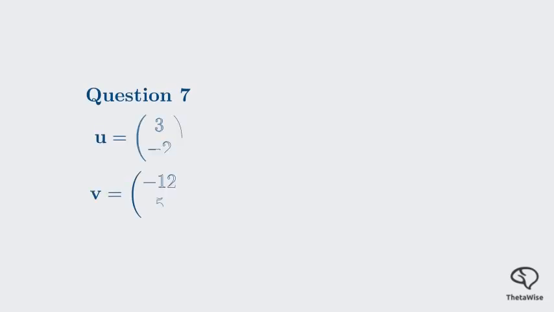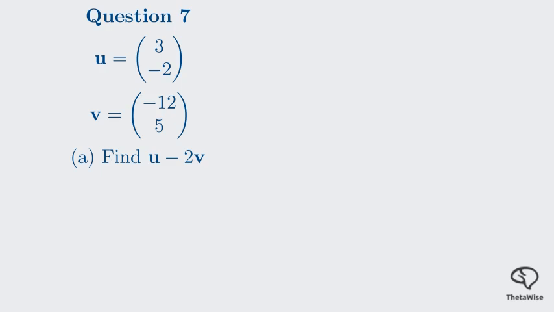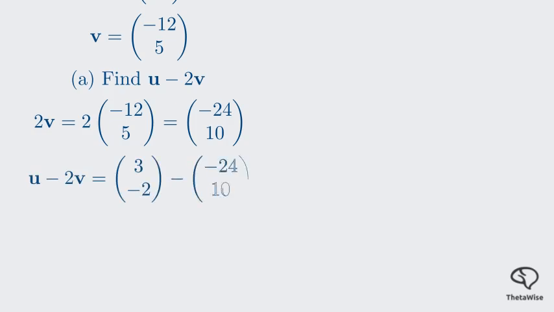For question 7, we are working with vectors. We have vector u as (3, -2) and vector v as (-12, 5). In part A, we need to calculate u minus 2v. We start by multiplying vector v by the scalar 2. Now we subtract this from vector u.